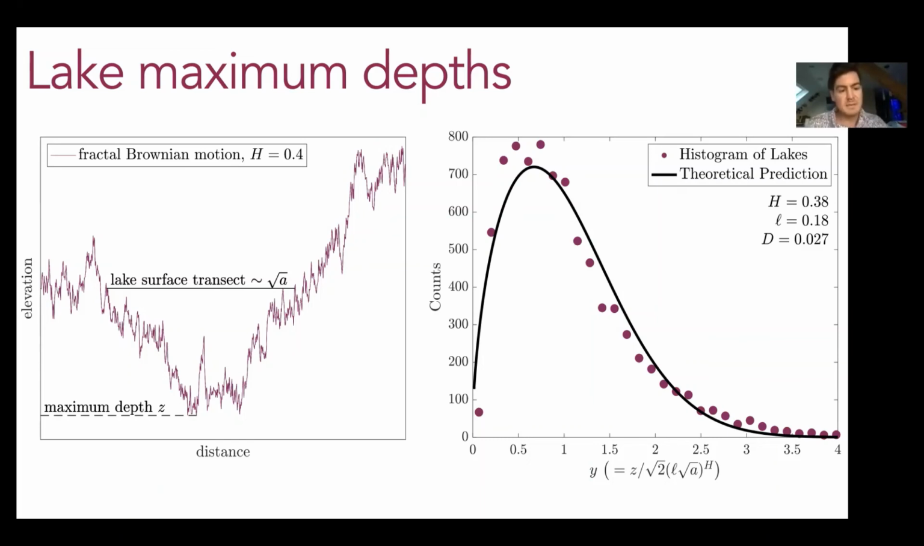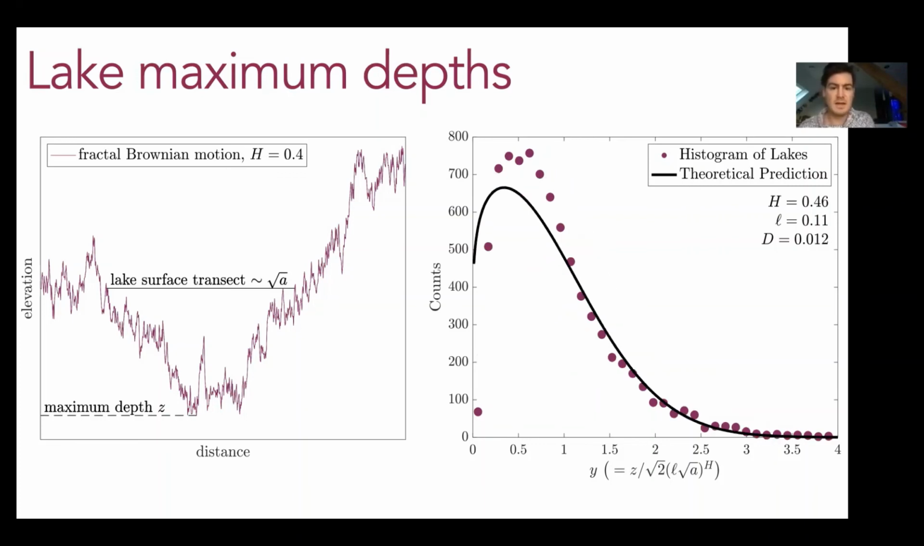And the maximum depth would be set by the minimum attained by this path over that transect, which means I can use this horribly ugly probability distribution to characterize my distribution of maximum depths, where I also have to account for the fact that lakes have different areas. And it turns out that this describes lake maximum depth distributions, using this fixed h of 0.4, super well, which is great.